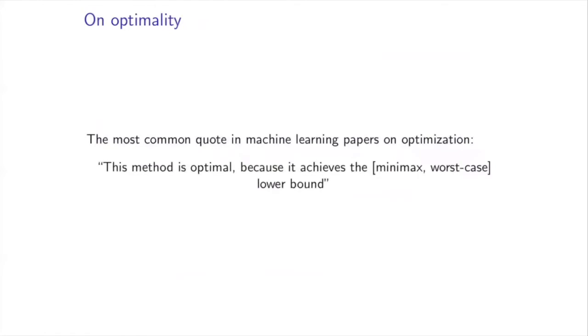Okay, so now the most common quote I read in machine learning papers on optimization, and it's possible that I've written this, and if somebody finds it in one of my papers, I'm sorry, but you know, this method is optimal because it achieves the minimax worst case lower bound. I read this all the time. This is an optimal method. And frankly, I find it a bit silly because, I don't know, it is silly. Because let's think about how we actually prove these lower bounds.